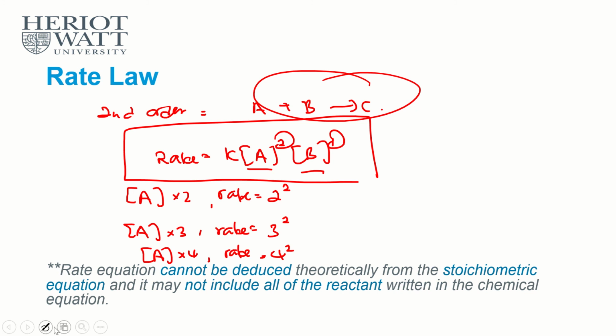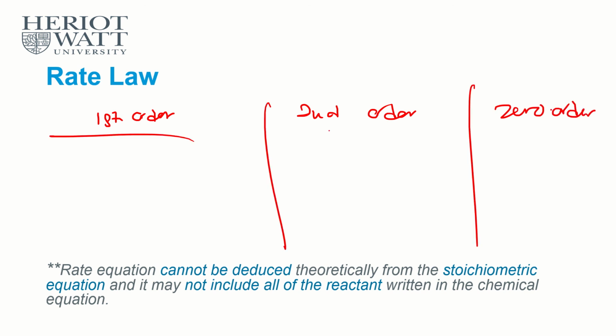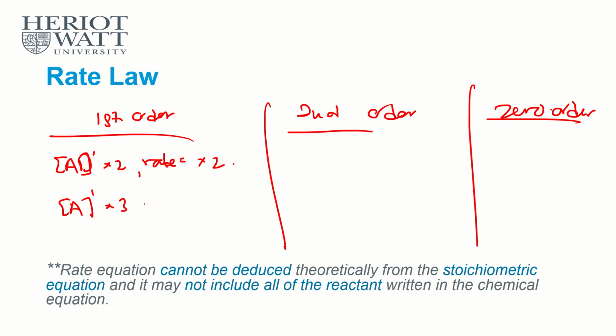Okay, so let me give you a quick summary here. First order, second order, and then we have zero order, right? So we have 3. First order is when the concentration of A is first order, then if I times it by 2, the rate will be times 2, right? If the concentration of A is times 3 and first order, the rate will be times 3. If the concentration of A is increased 4 times, the rate will be times 4.